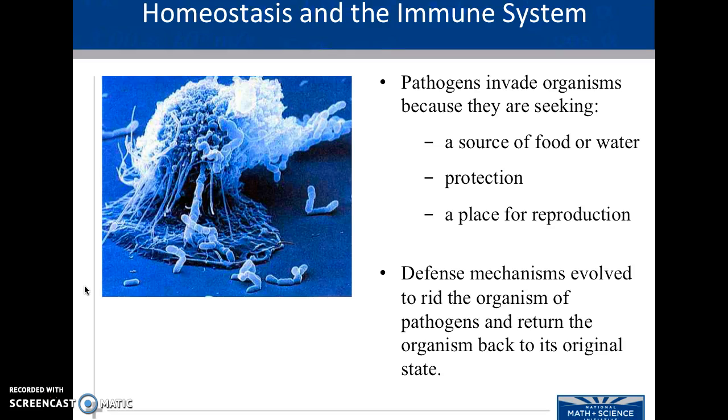When we're looking at the immune system, we have to think about the idea of homeostasis, because this is why we have an immune system. Our body needs to maintain a certain balance of temperature and nutrients and bacteria and all sorts of things, and these defense mechanisms evolved to get rid of pathogens and return an organism back to its original state.